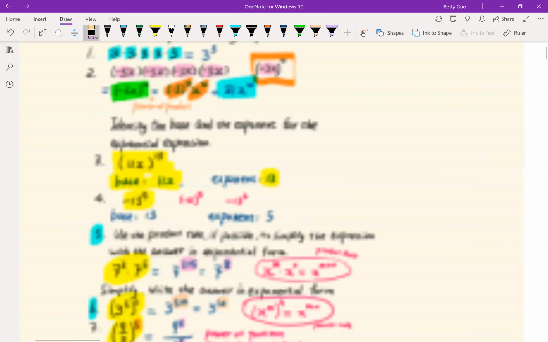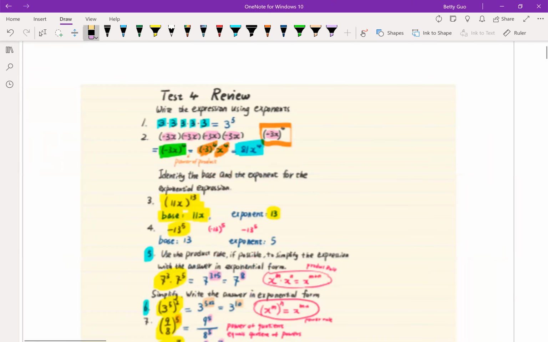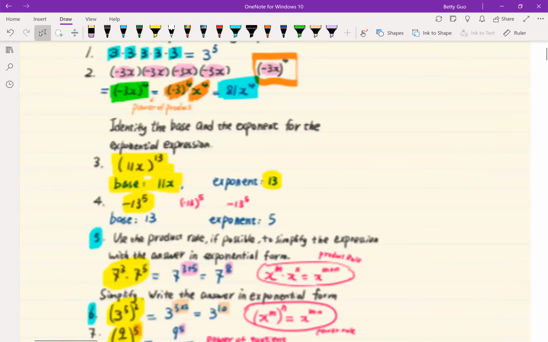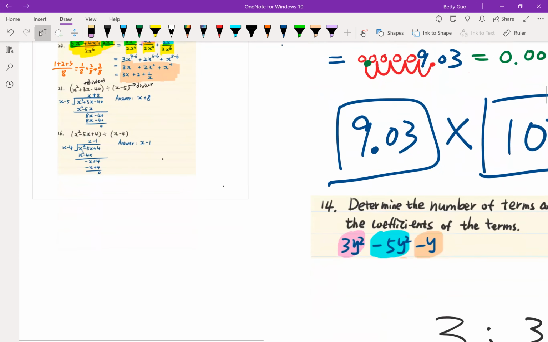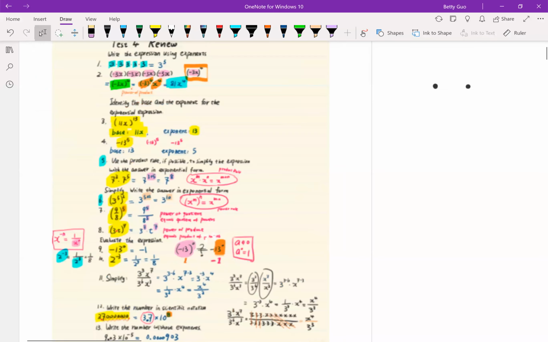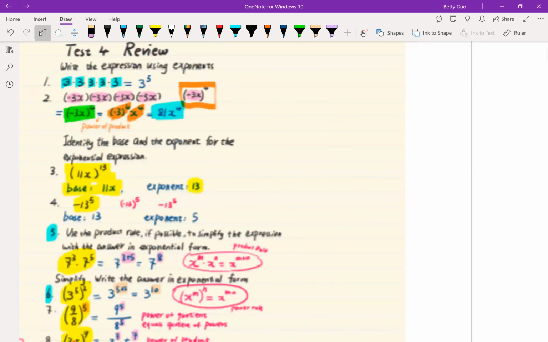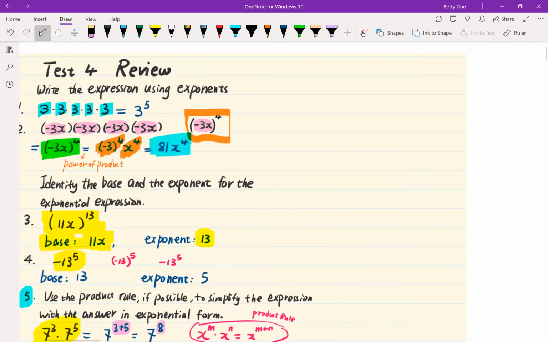How many questions in test 4? Hold on, this is not very clear, right? How about... It is okay. Can you see it clearly or not? Oh yeah, now it's fine. Okay, very good.